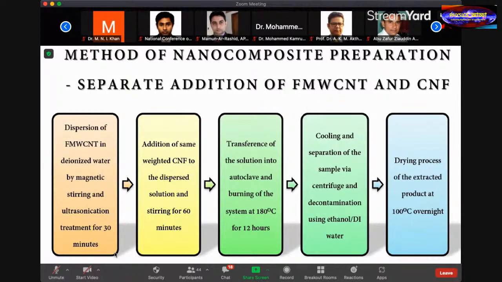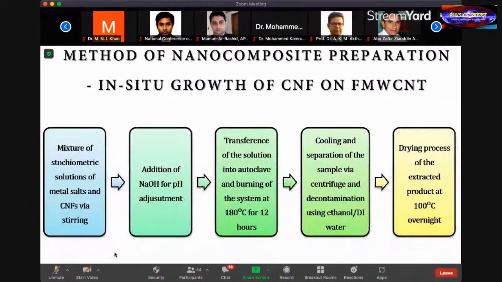First one was adding the ferrite particle and functionalized CNT separately, and second one was the in situ growth of ferrite particle on the functionalized CNT matrix. Both of these routes were governed by the hydrothermal method. From now on, we will denote composite from separate addition as S composites and in situ growth as I composites.